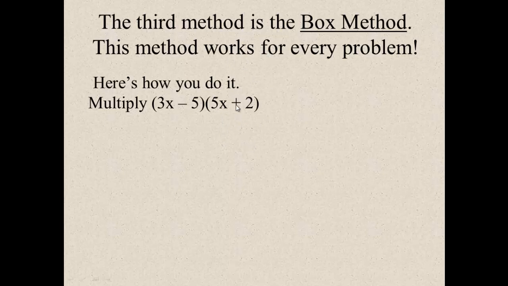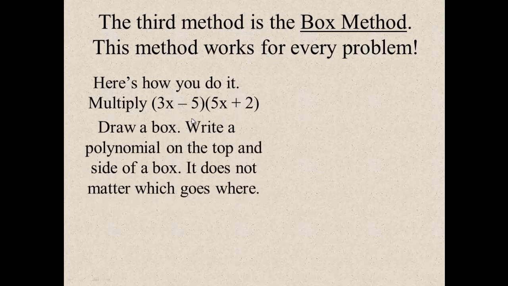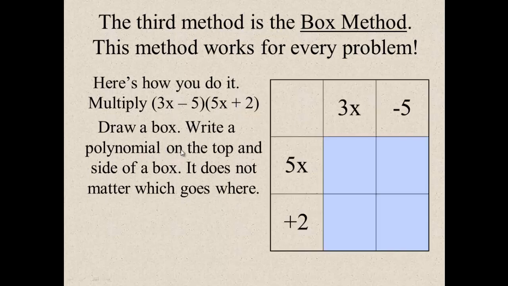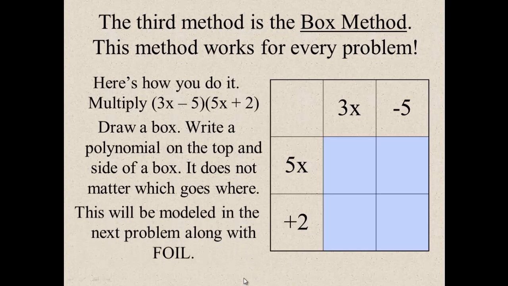Now, draw a box. Write a polynomial on the top and the side of the box. It doesn't matter which goes where. Then write 3x minus 5 for the top, 5x plus 2 for the side. Okay, this will be modeled in the next problem along with FOIL.